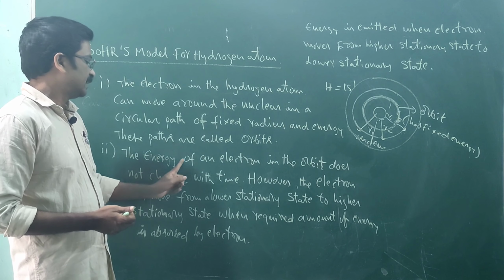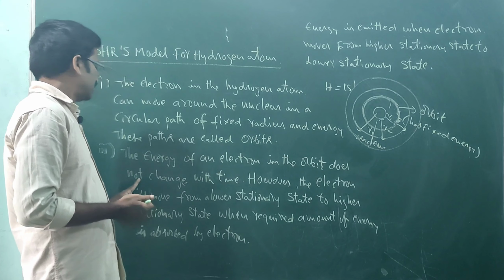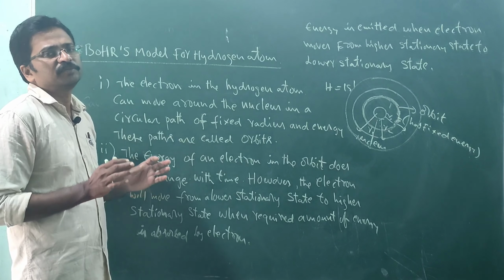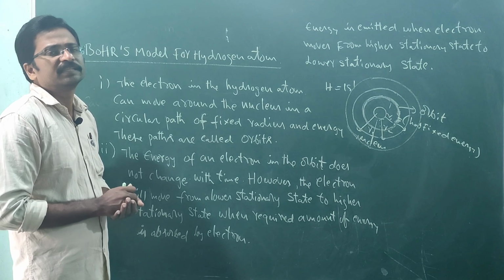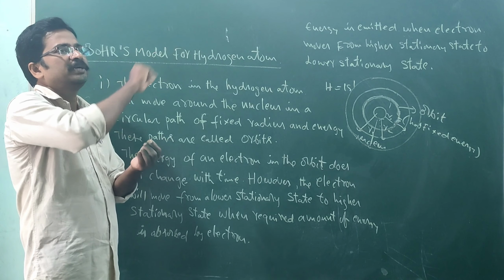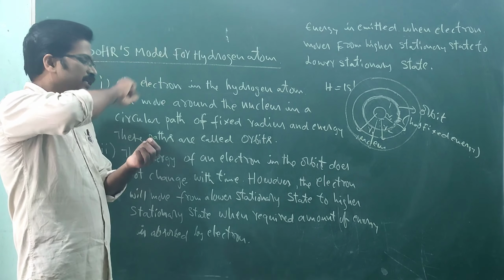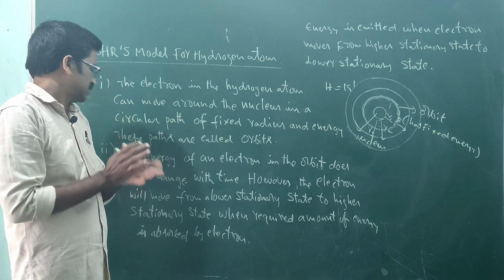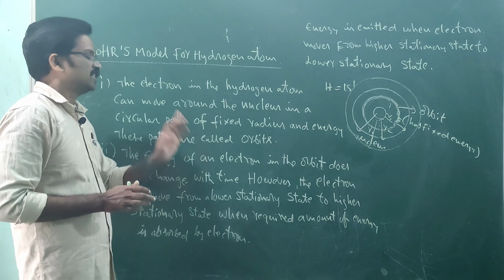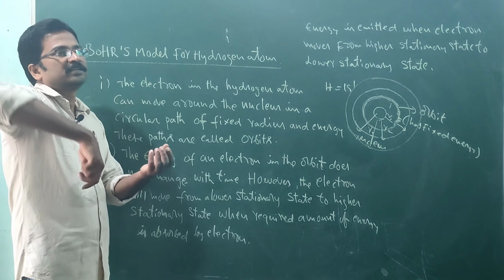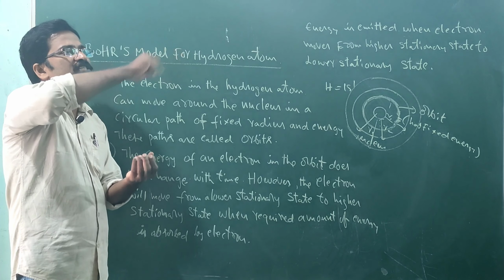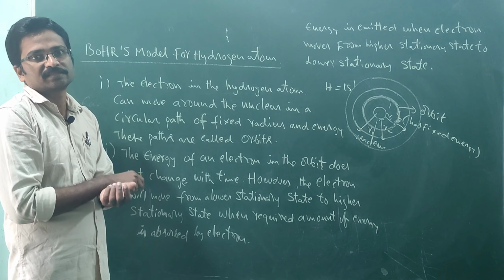The energy of an electron in an orbit does not change with time. Whenever you leave the atom and do not supply any energy to it, the electron moves around the nucleus in a circular orbit, but its energy does not change. The energy of the electron in the orbit does not change with time. As time passes, the electron will move around the nucleus, but its energy does not change.